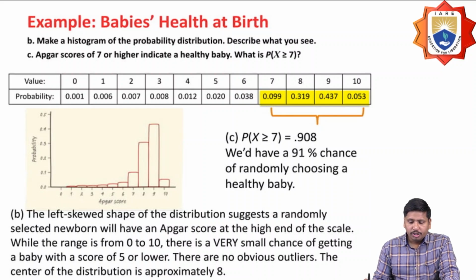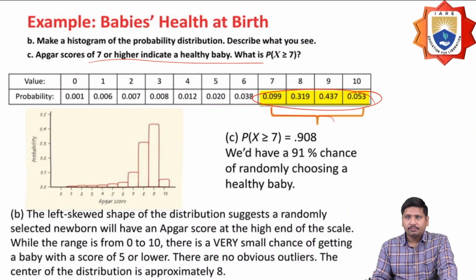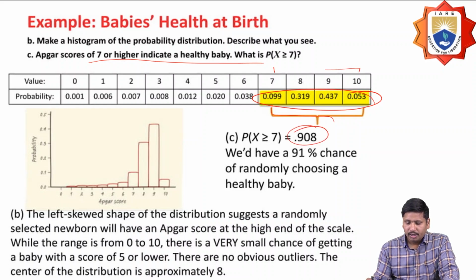The question itself asks for the probability that X is greater than 7. So what is the probability of greater than 7? We add all the values for 7 to 9, and if I add these values, I get this value. That means we get a 91% chance of randomly choosing a healthy baby.